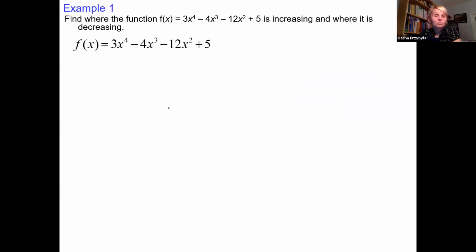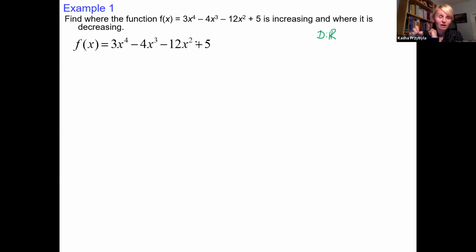Okay, and now let's take a function, just a polynomial, no fancy formulas, no fancy expressions, no rational functions, no denominators. For a polynomial function, each number is in the domain, because the domain of a polynomial is all real numbers. And now we have to find the intervals of increase and decrease. Find where the function is increasing and where it is decreasing. That's what we have to do.